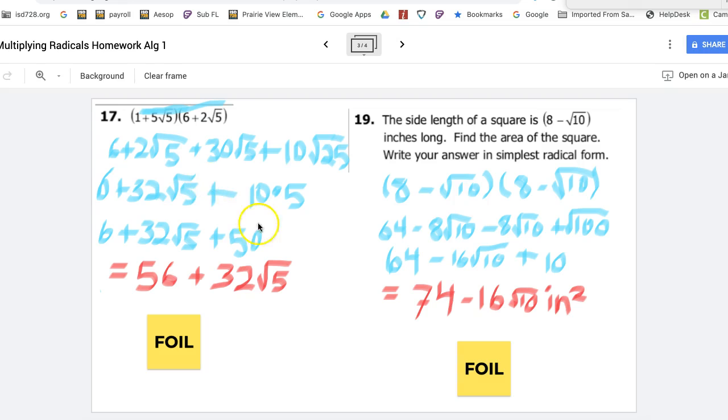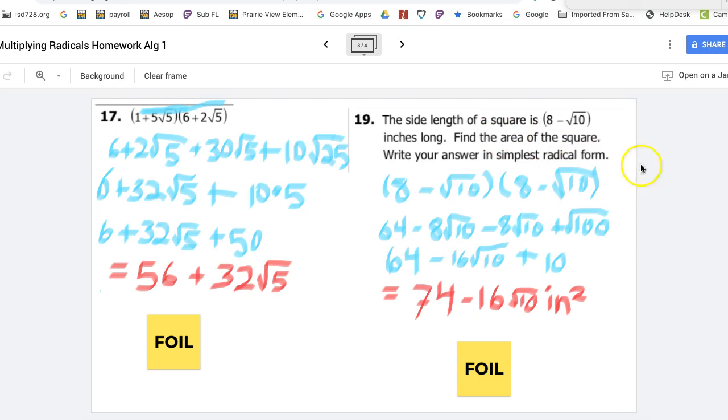Okay, on the next one, again, it is double distributive. So pull out your items from each after you multiply. Collect your like terms if you can. Here we could put 2 root 5 together with a 30 root 5, which is 32 root 5. You can pull out a 5 from square root of 25. Put it all together, you get 56 plus 32 root 5.